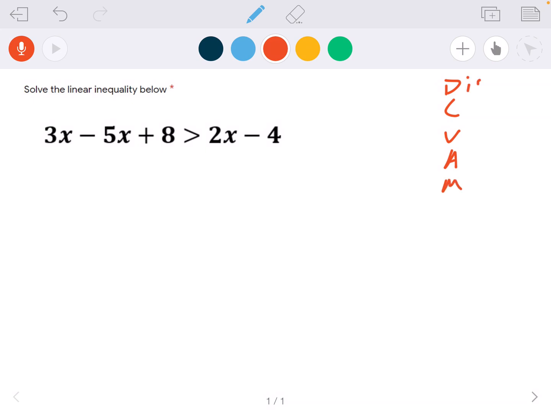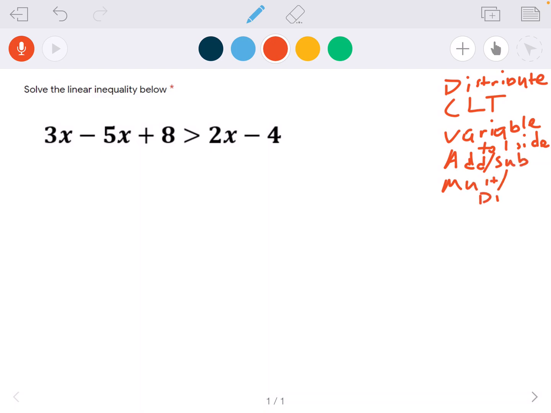So D was distribute, C was combine like terms, V occasionally, and it's going to come up in this problem, variable to one side, A is add or subtract, M is multiply or divide. So our acronym DCVAM is how we solve these problems.